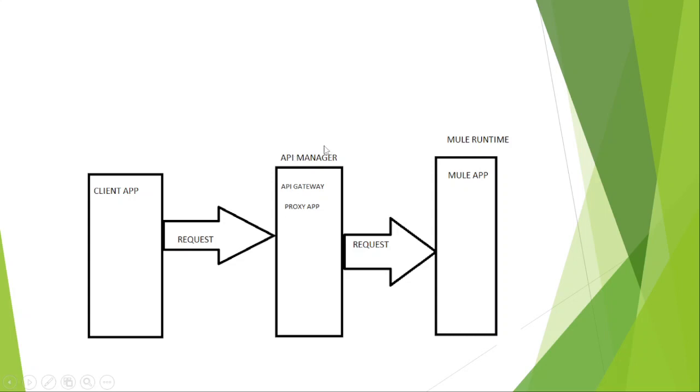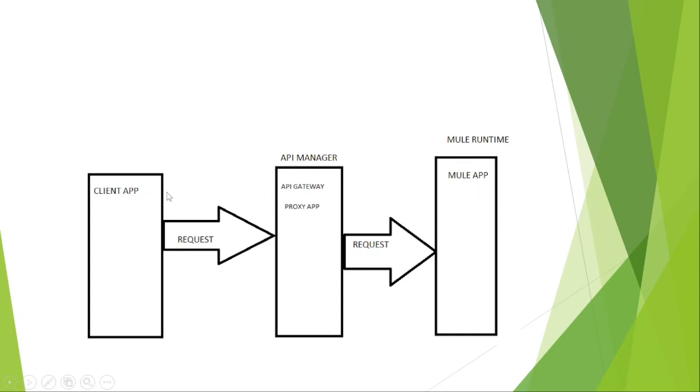For that, in API Manager we have the API gateway, and we create a proxy API, or proxy application, in API Manager. The API gateway helps us as a boundary that protects our Mule application from any external client. It validates the request, and using auto discovery, it routes it to the Mule application.